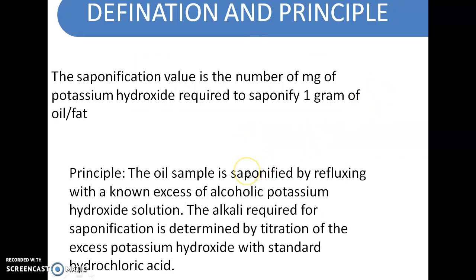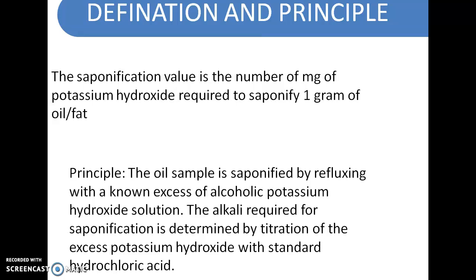If we see the definition, what is the saponification value? Saponification value is the number of milligrams of potassium hydroxide required to saponify 1 gram of oil and fat. It means you take 1 gram of the fat and oil, and how much milligram of KOH, in terms of normality, is required to neutralize it, or to saponify it.